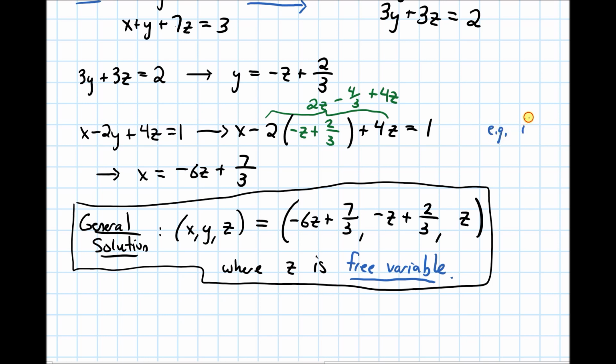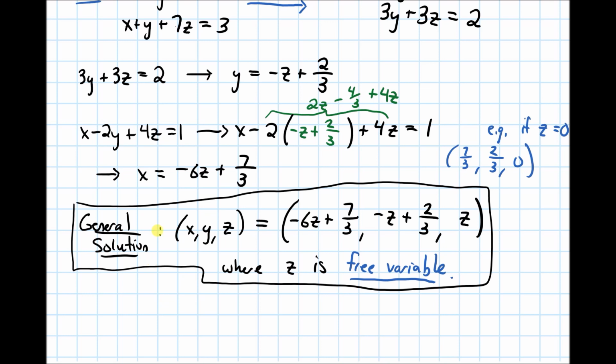So for example, if z equals 0, which is one possibility, then we get the point 7/3, comma, 2/3, comma 0, and that's one of the solutions. We can get all the other solutions by letting z be other values.